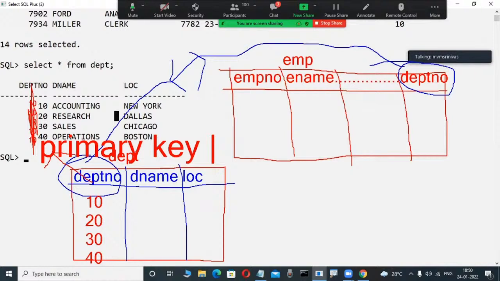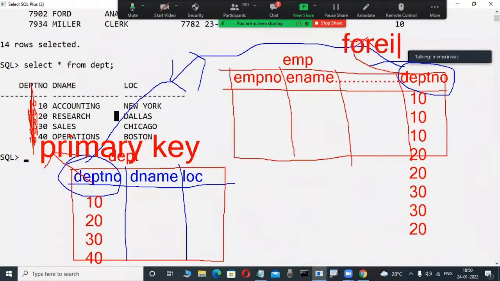Observe here: unfortunately, the EMP table department number is not like that. Duplicate data is there. 10, again 10, again 10, then 20, again 20, then 30, again 30, and so on. That's why whenever duplicate data is there in a common column, that column is called a foreign key. We will define foreign keys later, don't worry. Foreign keys, primary keys, check, unique, these types are called constraints, which we are learning in our course.